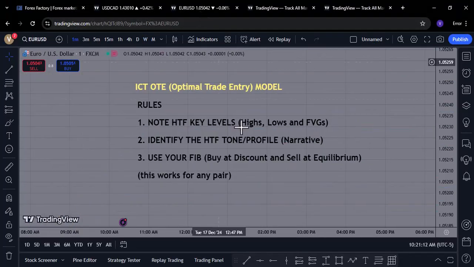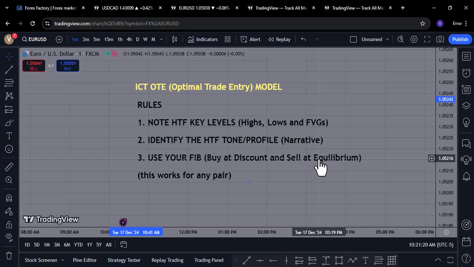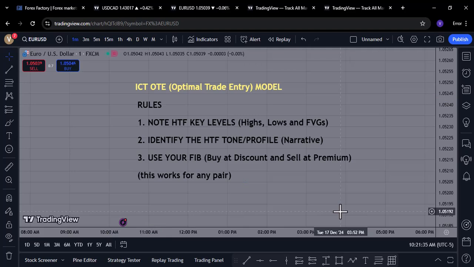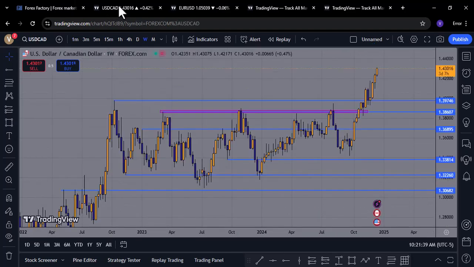So the next rule is use your fib. We're going to use our fib now because we want to buy at discount. Remember, smart money buys at discount and sells at premium. Sorry, let me just change this, not equilibrium, premium. Just a moment, a typographical error. So we sell at premium and then buy at discount. So let's go back to that.